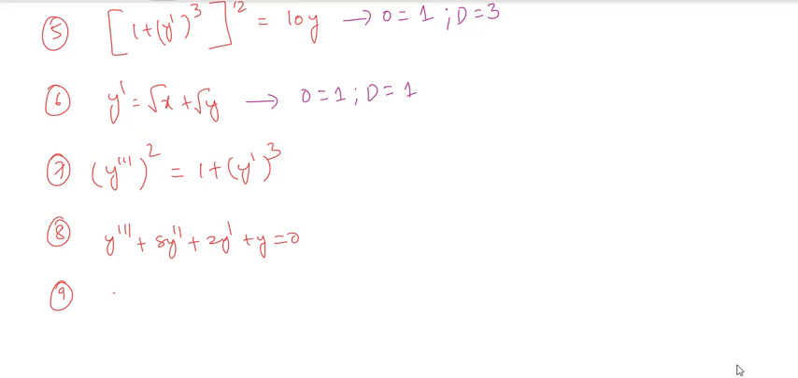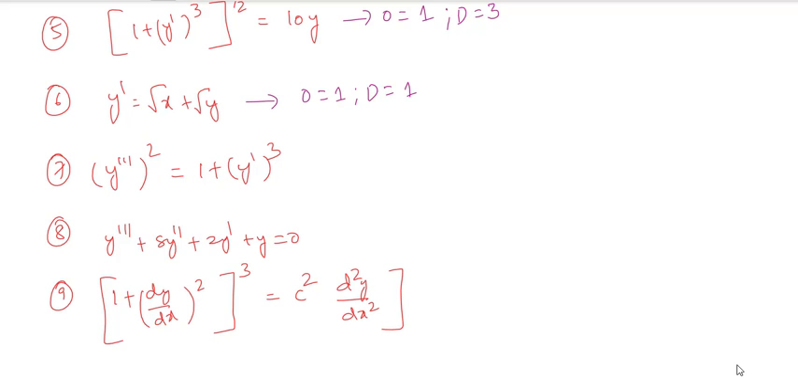Next, 1 plus dy by dx whole square whole power 3 is equal to c square d square y by dx square whole square. Calculate the order and degree for this. Come on. What is the order for this? This is 3. Correct or not? Degree will be what? Square. So hence 2 will be there.